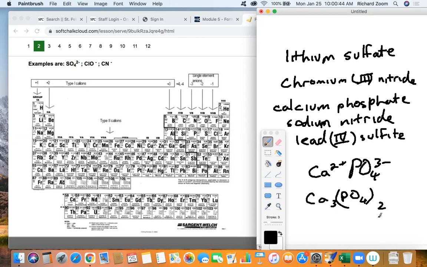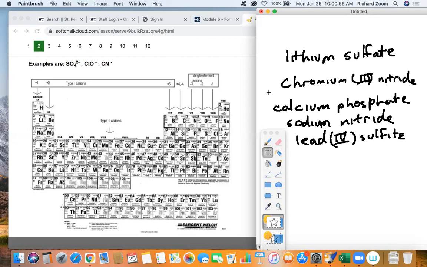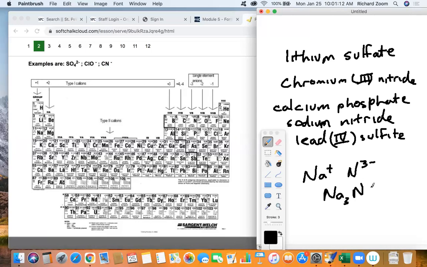Does anybody have any questions? Sodium nitride, Na plus, N 3 minus. And again, the question we're asking is how many of each do we need to make this even out? We need 3 sodiums, so it'll be Na3N. Any questions?